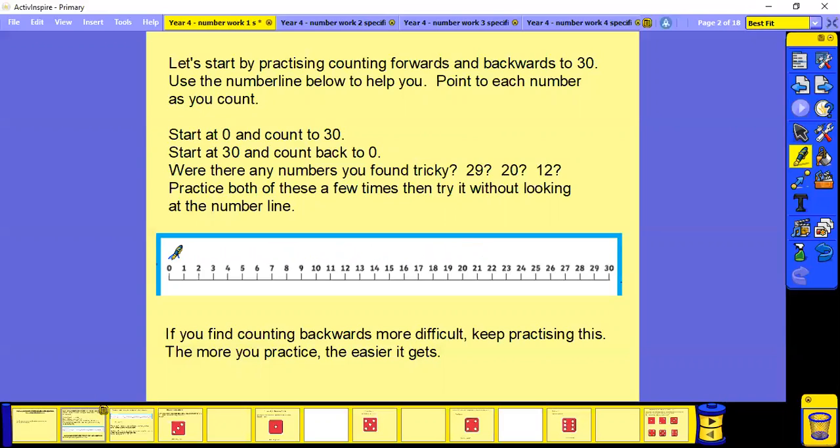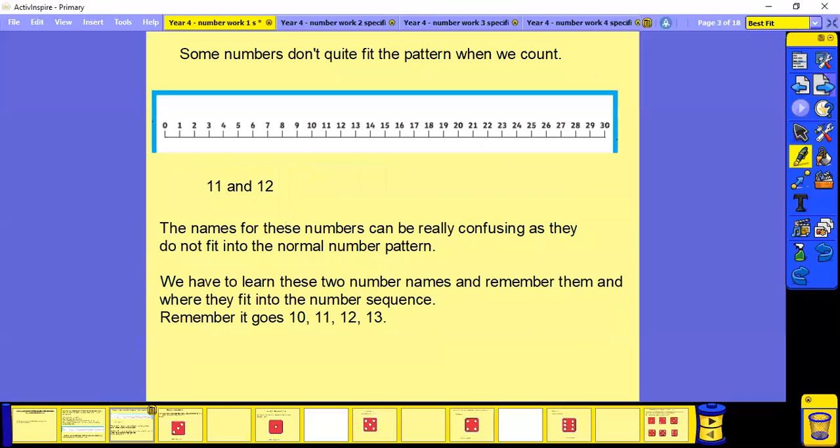Were there any numbers you found tricky as you counted backwards? Maybe number 29, or number 20, or perhaps number 12. Practice both of these a few times and then try it without looking at the number line. If you find counting backwards more difficult, keep practicing this. The more you practice, the easier it gets.